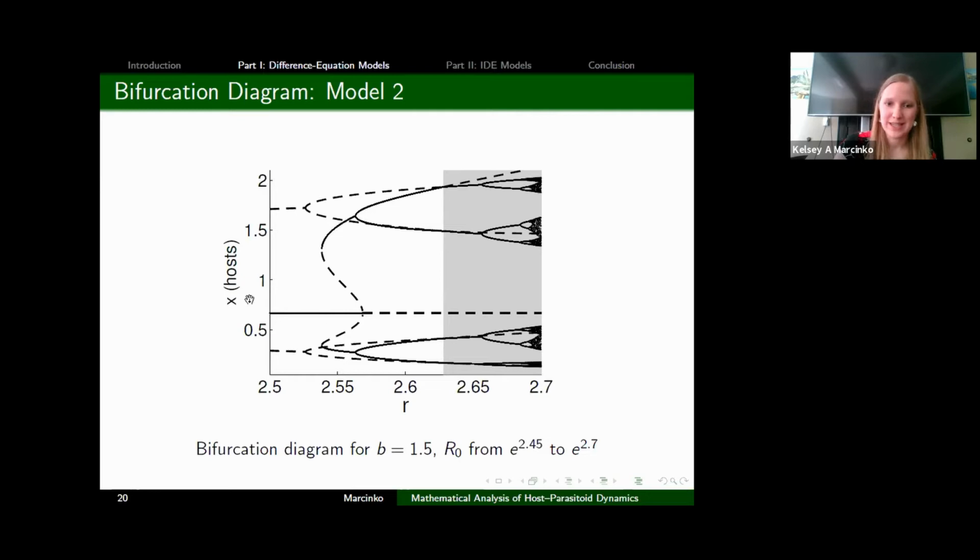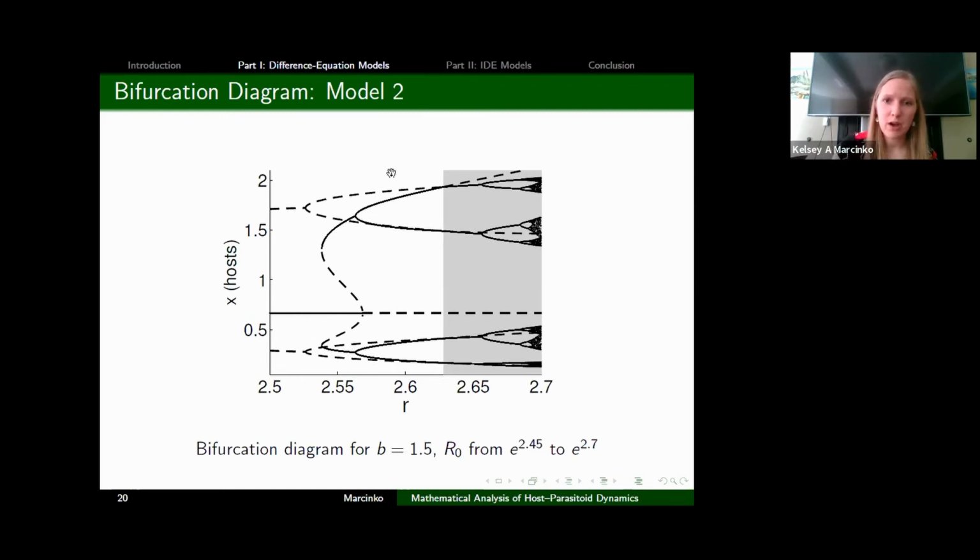But what you'll actually see in the system is a stable equilibrium point. For these intermediate values of R, there's a 2-cycle above and below the carrying capacity for the hosts, with that coexistence equilibrium also a possibility depending on the initial condition of the system.